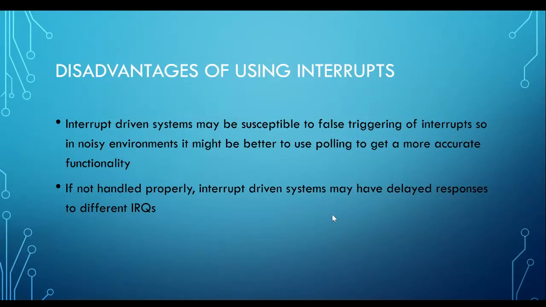If not handled properly, interrupt system may have delayed process response to different IRQs. For example, you have 5 pins that enable interrupt. Arduino Uno, you have 2. You have pin 2 and you have pin 3. Arduino Mega has about 4 or 5 interrupts. Again, it depends on what type of embedded system that you're using.